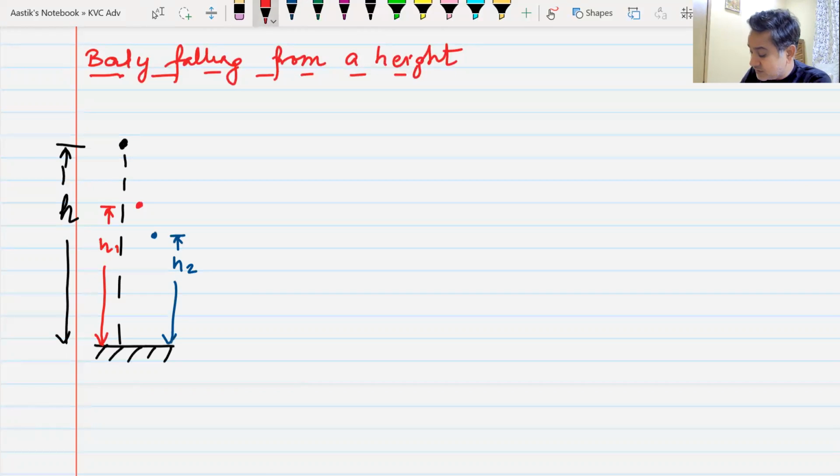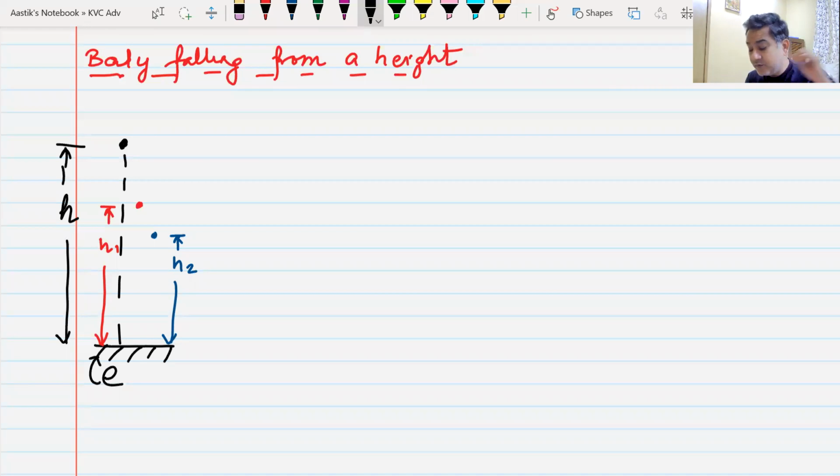The coefficient of restitution normally is given as E. Now, what they can ask you is what is the height it attains after the first rebound, second rebound, third rebound, or so on.